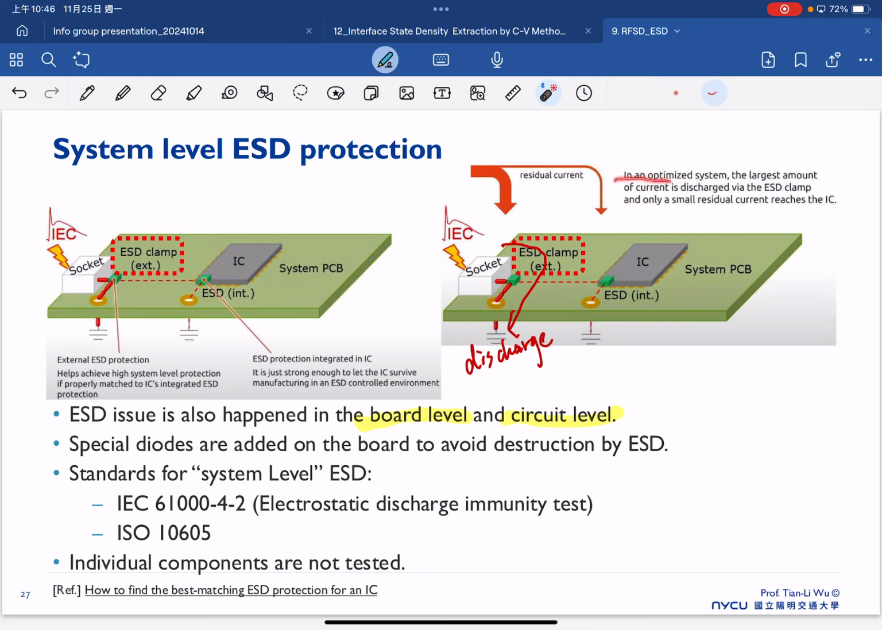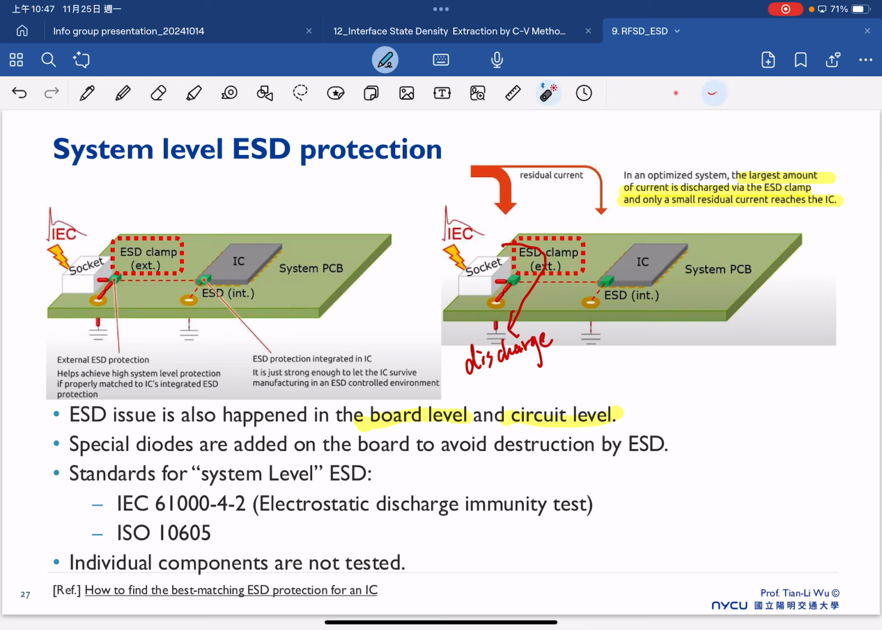So in the optimized system, the largest amount of current is discharged by the ESD clamp, and only a small current reaches the IC. But then we don't have to worry, because the small current will not cause huge damage. And in lots of cases, we use a diode. Diode is also one of the very basic elements, but it's also important for the ESD clamping here.